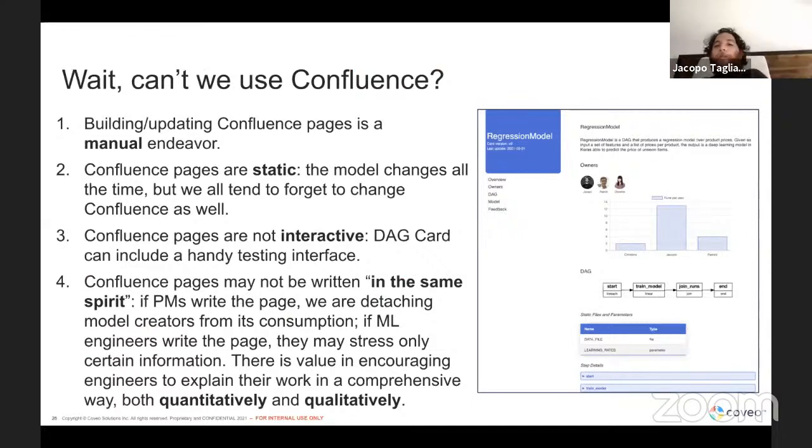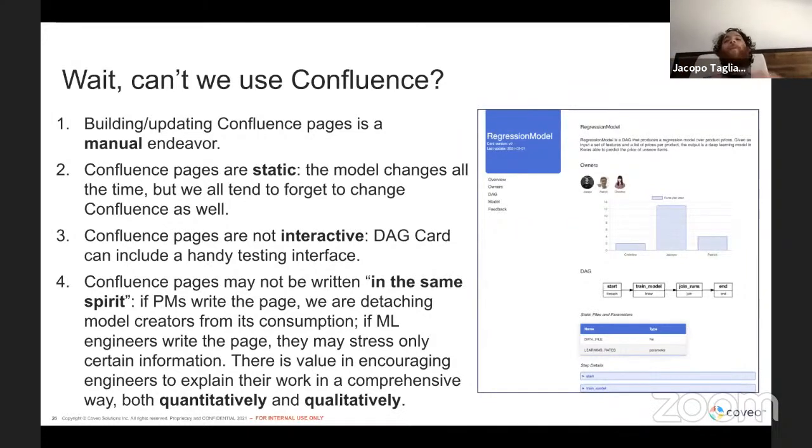So why can't we use Confluence, or again any other internal wiki, to document our flows? Well, there's a bunch of reasons. The first one is that updating Confluence is a quintessential manual endeavor. And again, we don't really want that. Which also comes with the second problem, which is that Confluence pages are static. So if you don't change them, Confluence pages become stale very quickly. But our model, especially in the beginning when you're trying to iterate, changes very fast. So, I mean, we've all been there. I'm guilty as well. You change a model, but you forget to change the Confluence page. And so now people refer to a Confluence page that is not updated anymore.